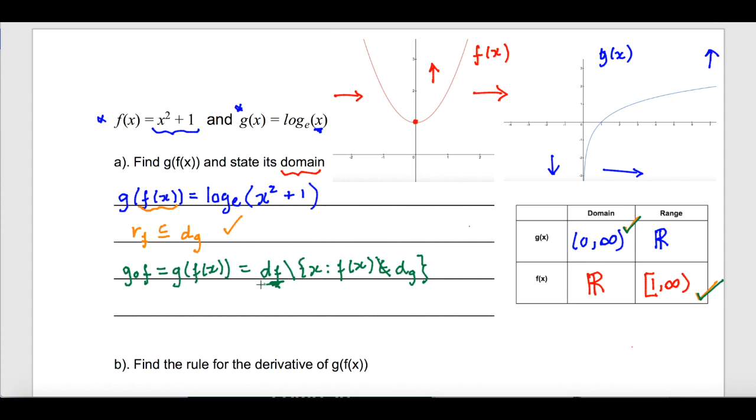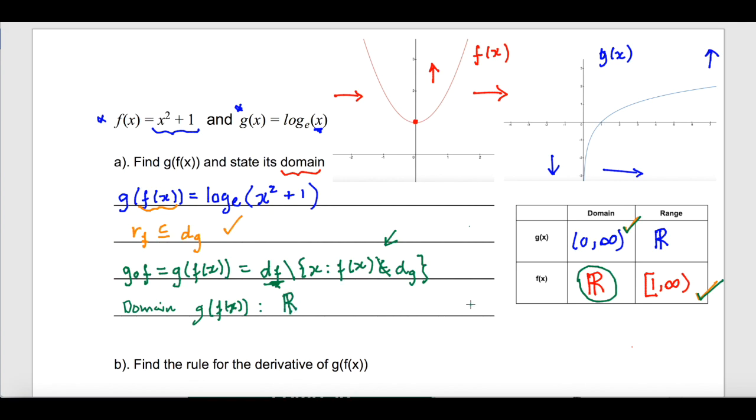So the last thing we have to do is state our domain. So the domain of g of f of x is going to be, well, it's just the domain of the inner function, excluding any values that we said here. But we didn't have any values that we needed to exclude, because the range of f is a subset of the domain of g, so we don't need to exclude any values. So it's just the domain of the inner function. The domain of the inner function is R.